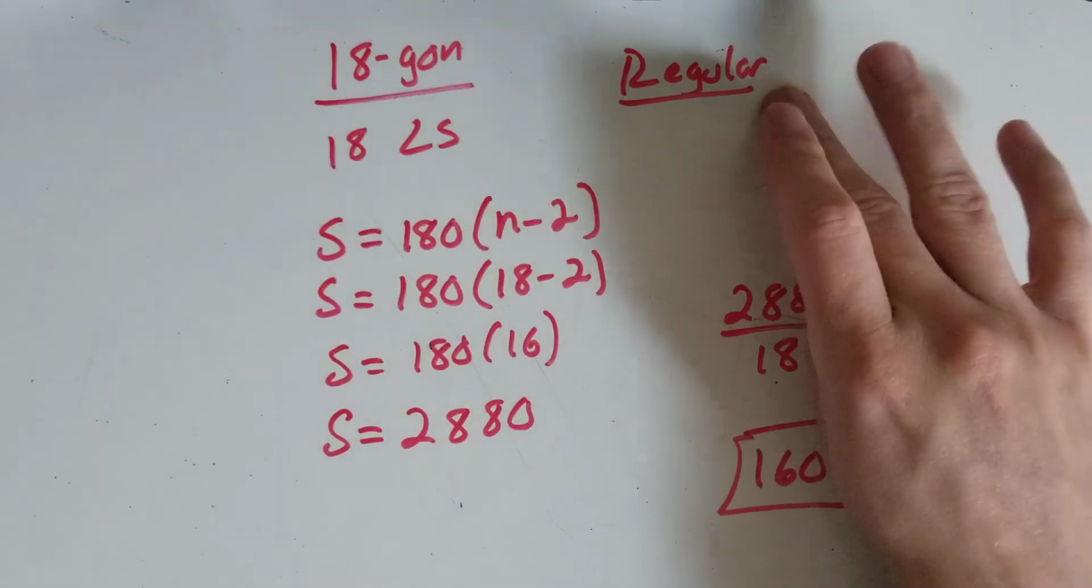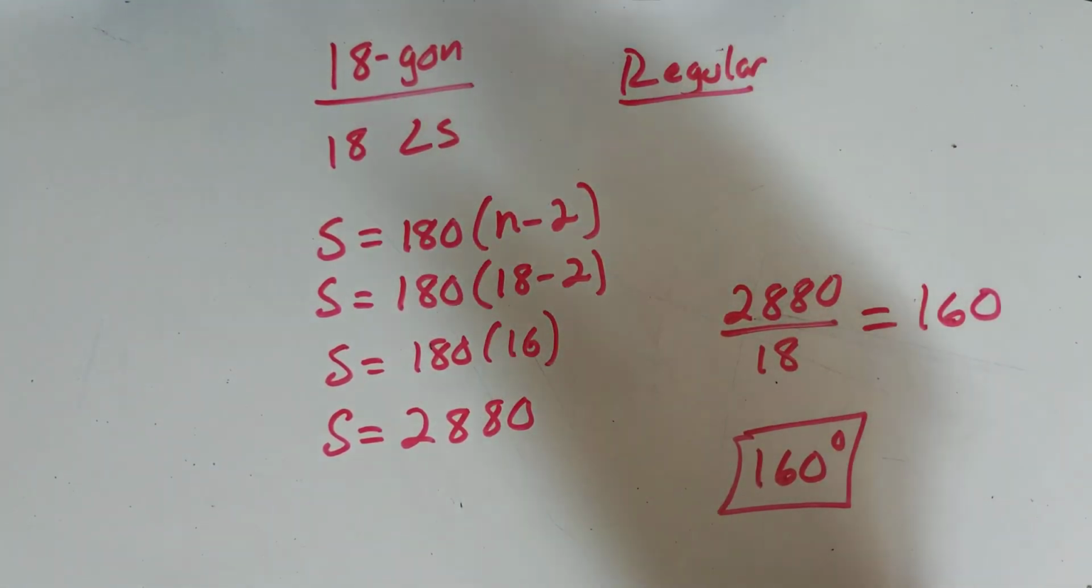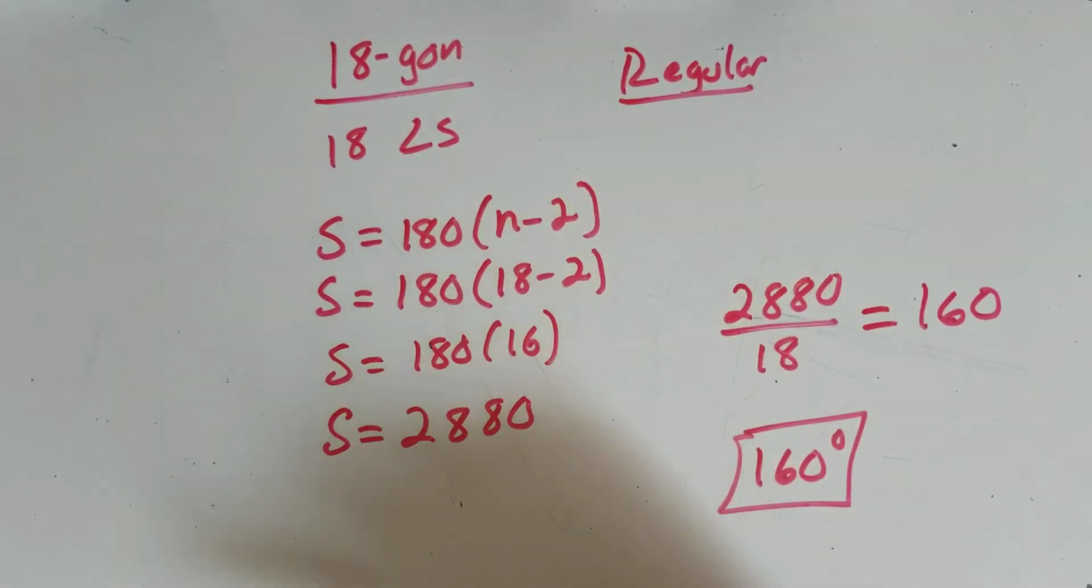Again, it has to be regular for us to know all the angles and sides are the same, but if that is true, then we know everything is congruent. All the sides are congruent, all the angles are congruent, and that can be really useful in finding some missing measurements.